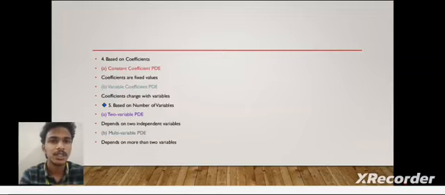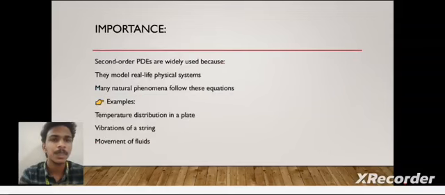Based on the coefficients: in a constant coefficient PDE, the coefficients are fixed values. In a variable coefficient PDE, the coefficients change with the variables. Based on the number of variables: a two variable PDE depends on two independent variables. A multivariable PDE depends on more than two variables.